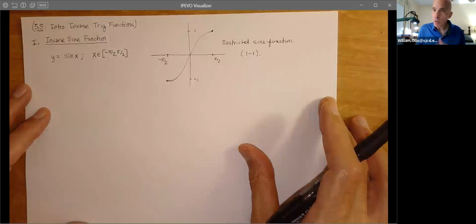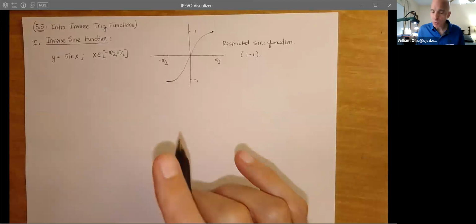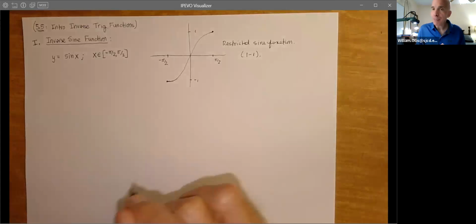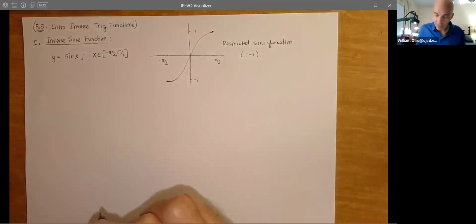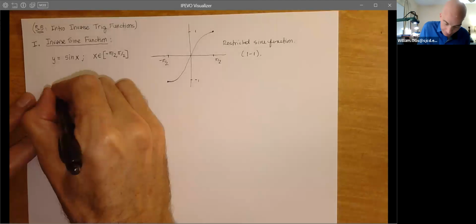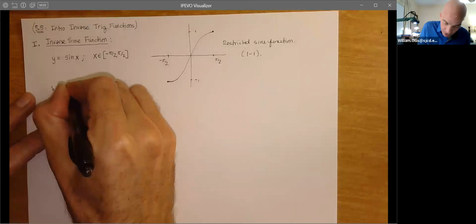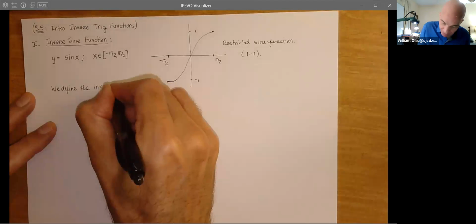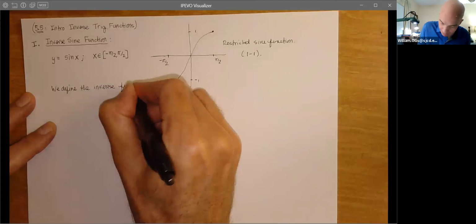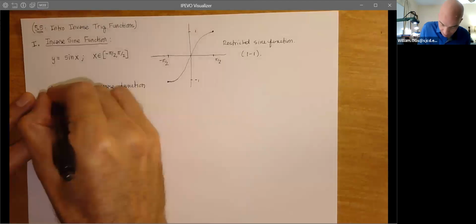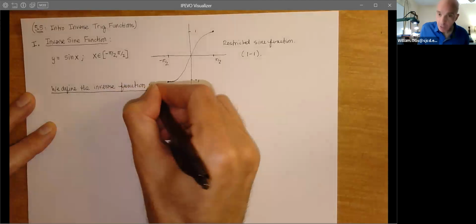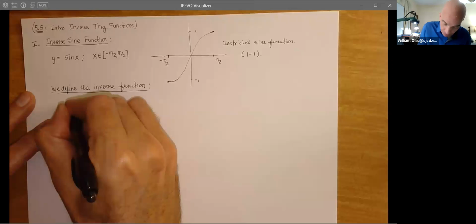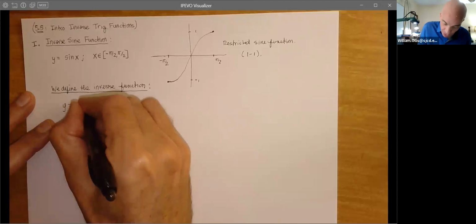And so now we want to flip everything. We want to reflect this graph in the line y equals x to define the inverse sine function. How do we write it? So we define the inverse sine function, and we'll use the same lettering. We're going to say now y equals inverse sine. Now there would be two ways to write it.